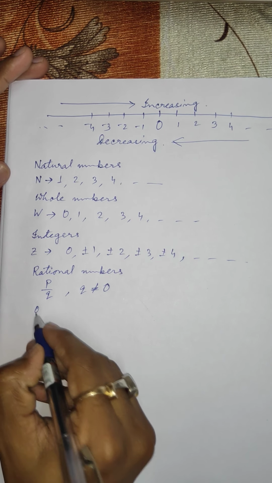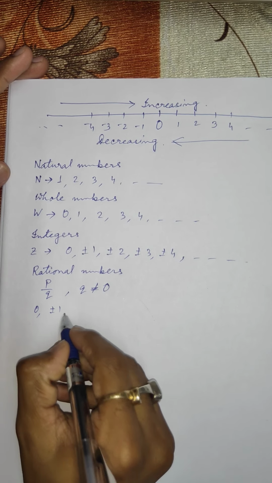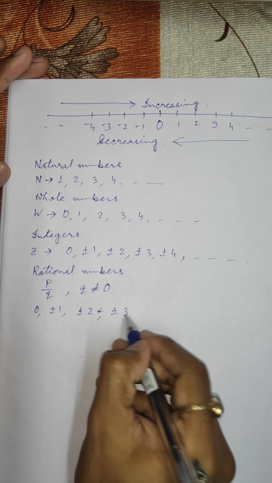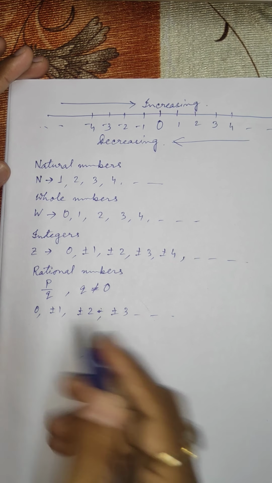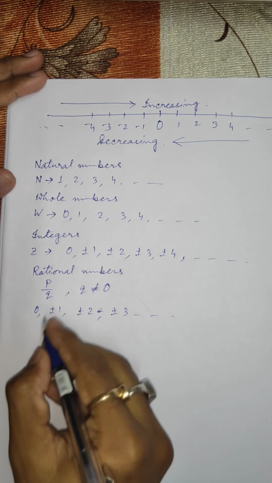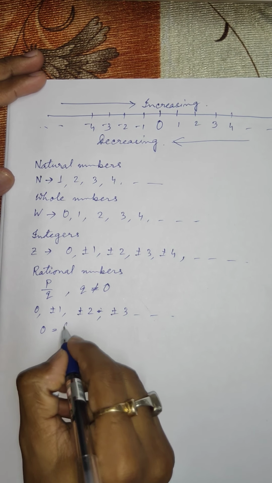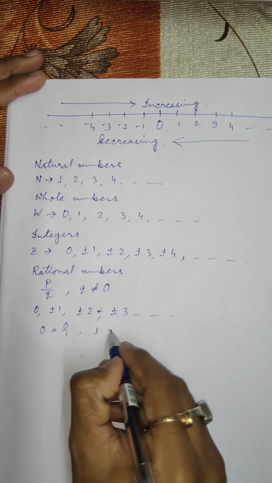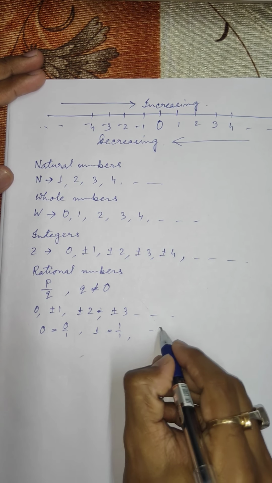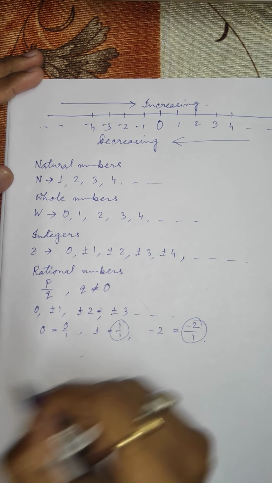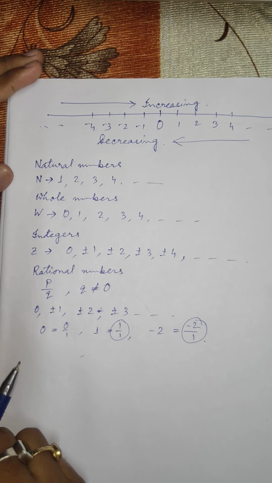Again, if we take the integers 0, plus minus 1, plus minus 2, plus minus 3, these are all rational numbers, because we can express these in the form of p by q. Say 0, we can write 0 by 1. 1, we can write 1 by 1. Say minus 2, we can write minus 2 by 1. So these can be expressed in the form of p by q.